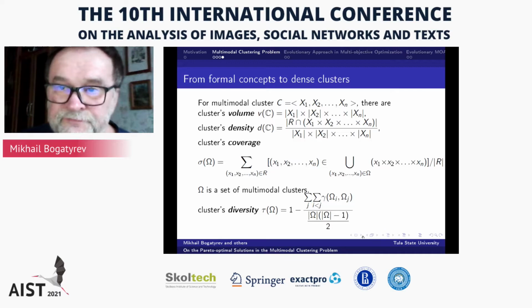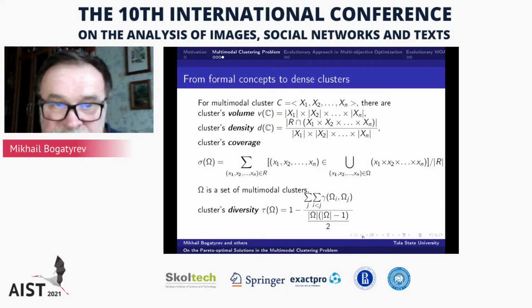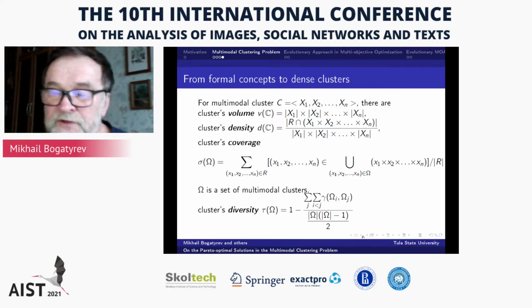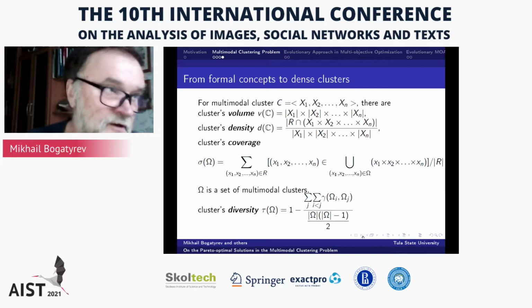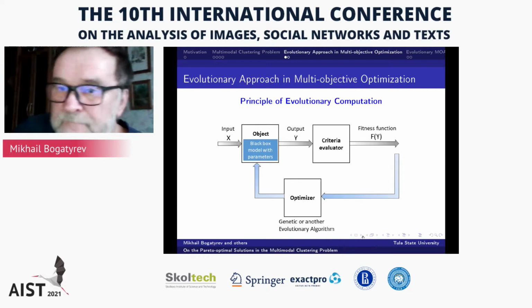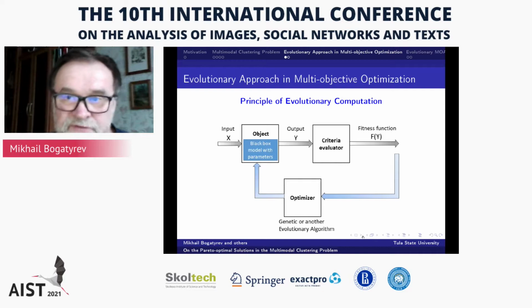So cluster volume, cluster density, coverage, and diversity are corresponding characteristics of clusters which must be calculated during any process of acquiring clustering. So the evolutionary approach to FCA is a new direction, and it is based on evolutionary computation.